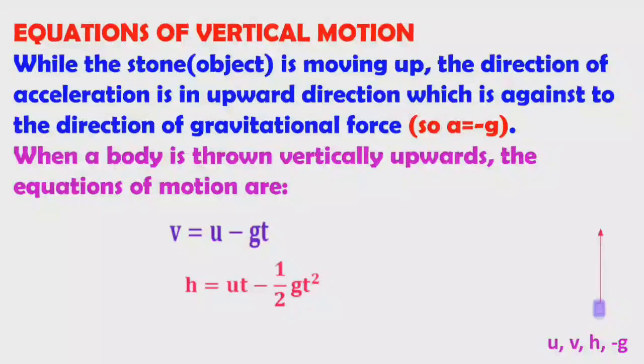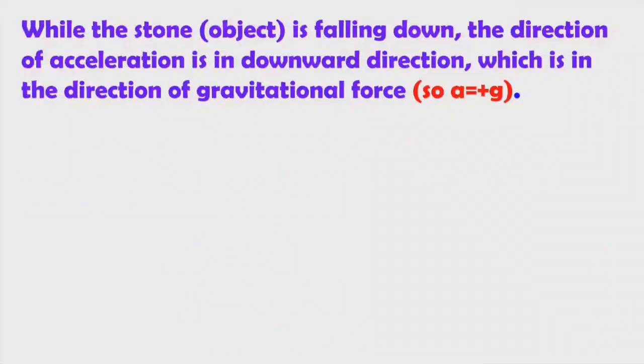h equals ut minus half gt squared. v squared minus u squared equals minus 2gh. These are the equations of motion when a body is thrown vertically upwards. In the case of a downward motion, a is taken as plus g.